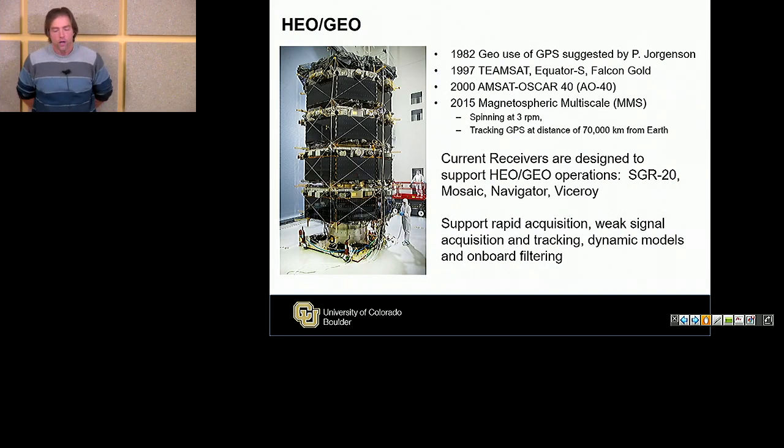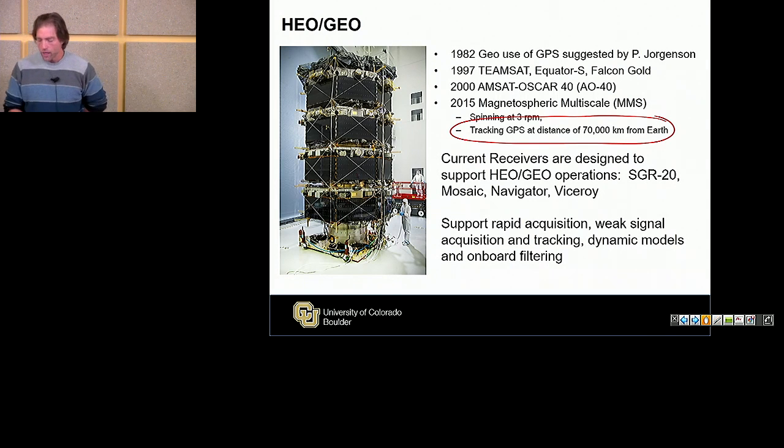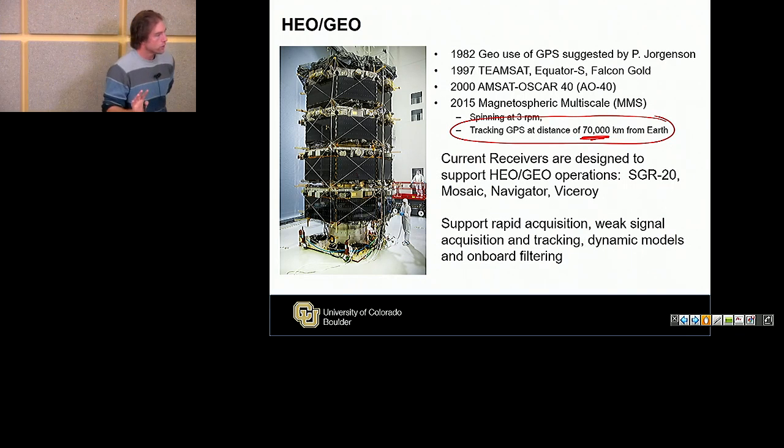So not only have we done GPS positioning in LEO, but they have flown different satellites in GEO, basically. And I think really this was an interesting comment. If you think about GPS satellites, they are about 23,000 kilometers from Earth. Some of these satellites have tracked satellites at 70,000 kilometers from the Earth. So think about the distances that are involved there, well beyond anything GPS was ever designed to do.